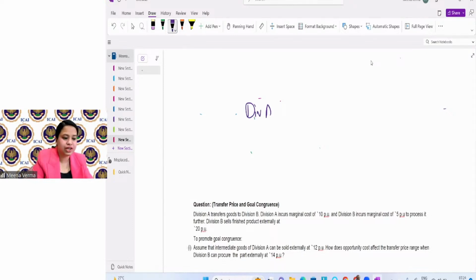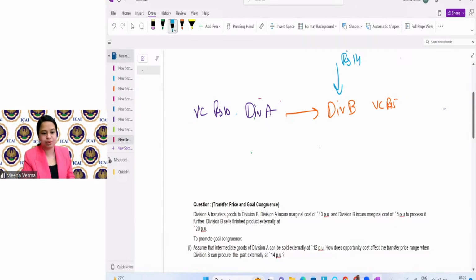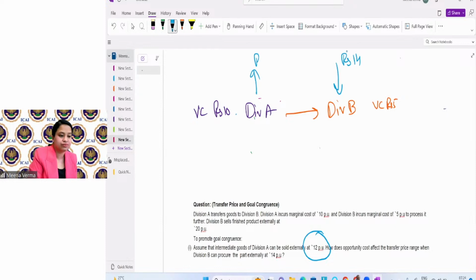So we have a division A and the variable cost of division A was rupees 10. Okay? And we were transferring the goods to the next division, division B, where the variable cost you were incurring is rupees 5. Okay? You can buy the same product from the outside market at rupees 14. And a new case is given: you have the option to sell the same product in the market for rupees 12. Okay. So you can sell the same product in the market for rupees 12.